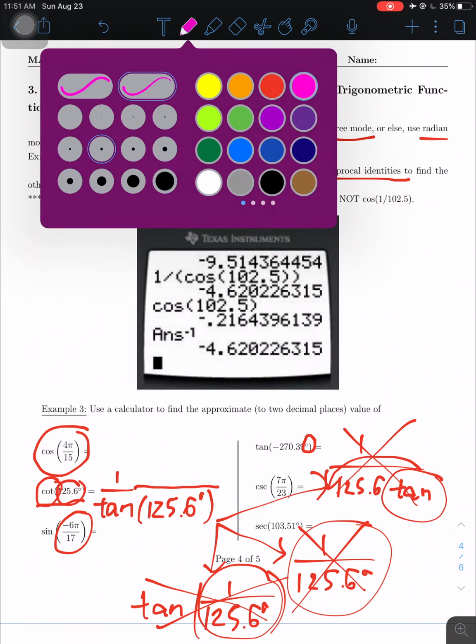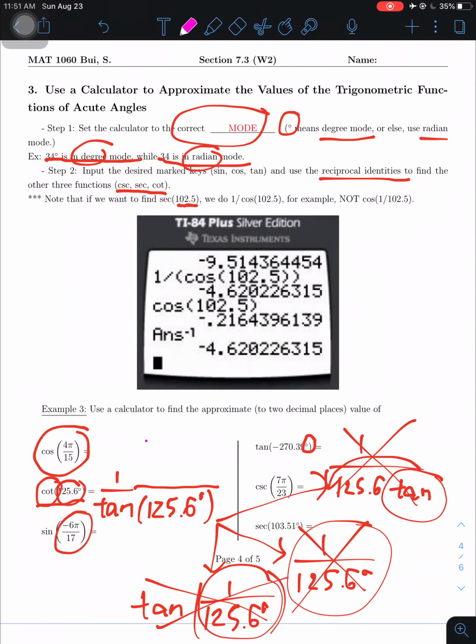So let me do it in pink. The first one I got 0.67. The second one I got negative 0.72, and the last one I got negative 0.90.